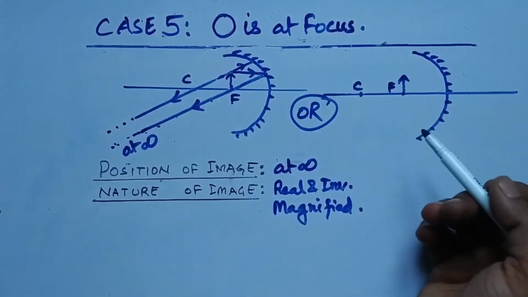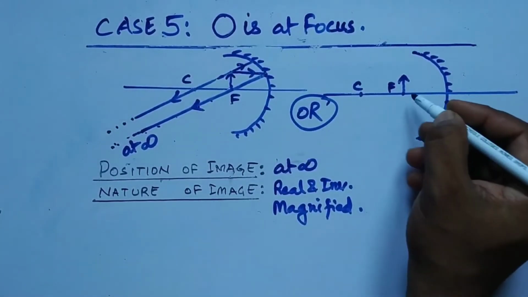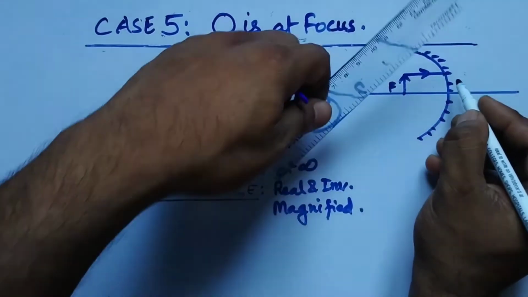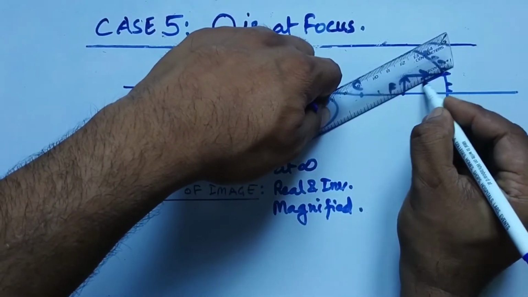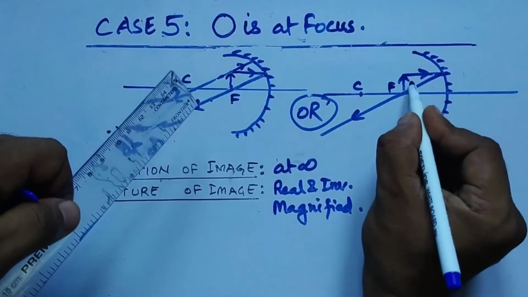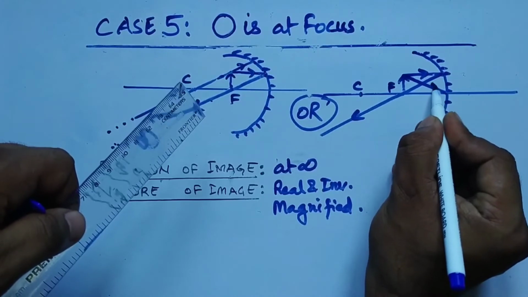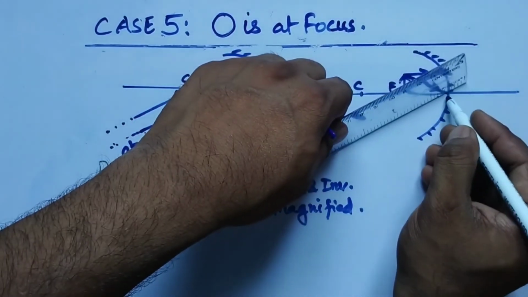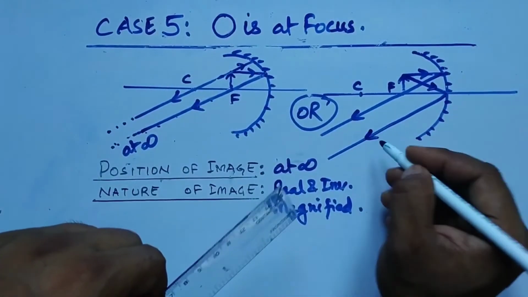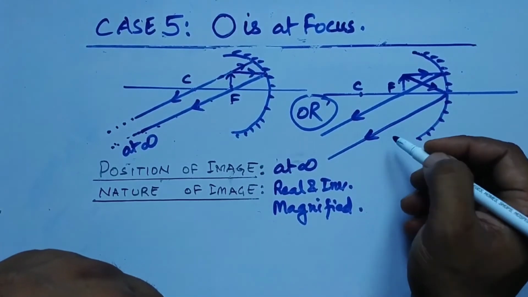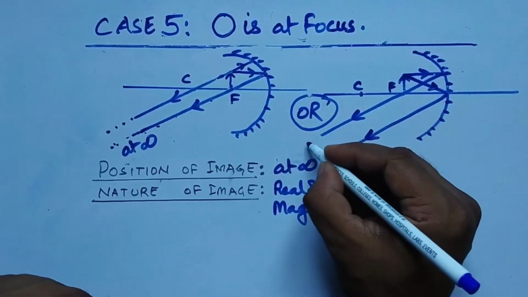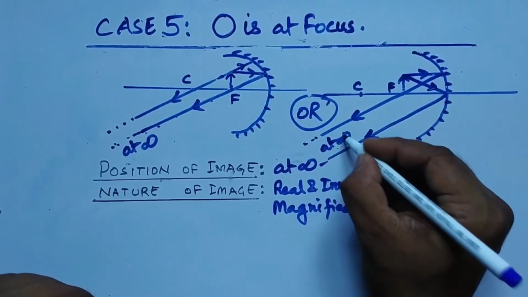Now another ray diagram can also be drawn. For this case, again one standard ray will be taken parallel to the principal axis and it will pass through focus. Now another standard ray we can take like this, it is incident on the mirror like this. After reflection it will become parallel to the first reflected ray. So again we find the same case here, that the image is formed at infinity, and here also the image is formed at infinity.